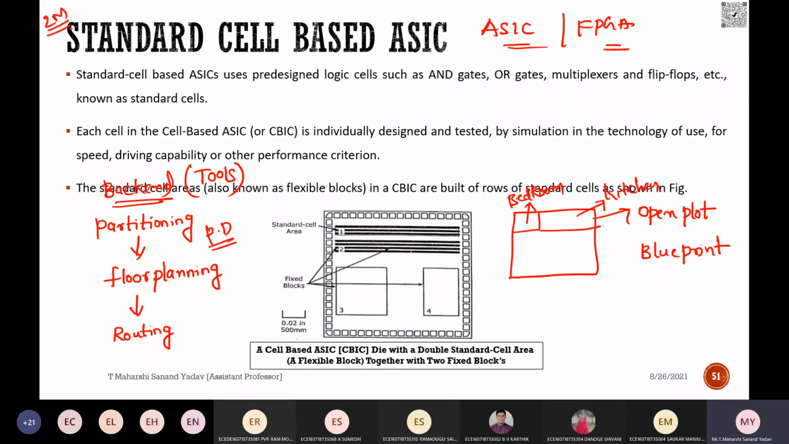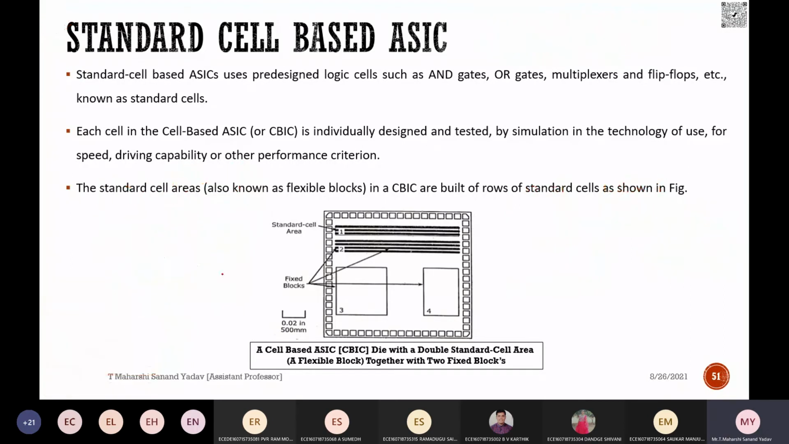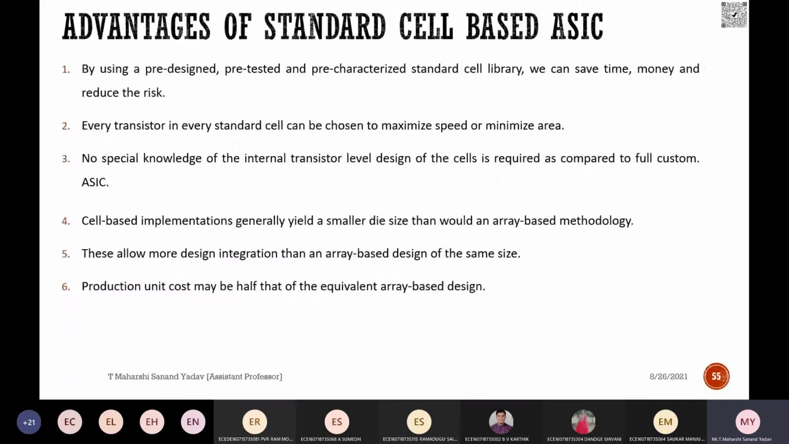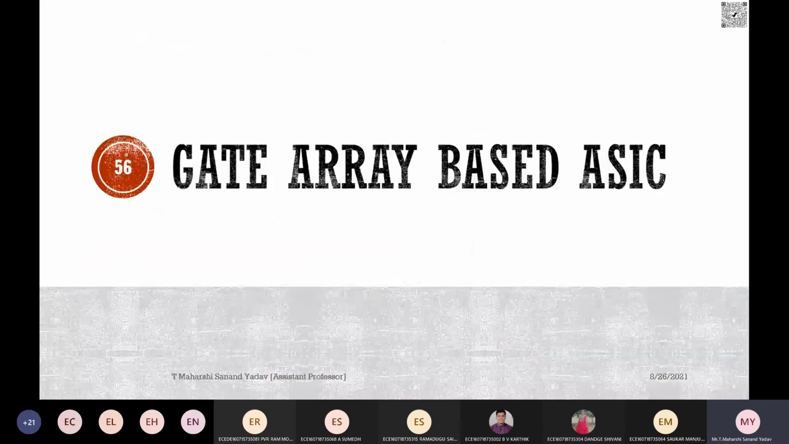Anything you can expect, either semi-custom or full custom. If not, you can expect CPLD architecture or else FPGA architecture, completely theory based. Just some basic knowledge you need to have so that you can easily write. Try to remember the diagrams so that you can easily explain. So the next one is gate array based.